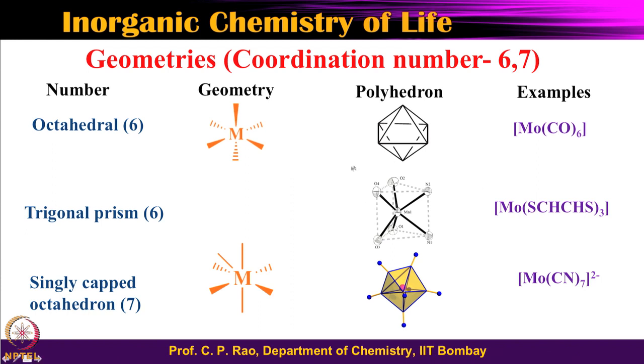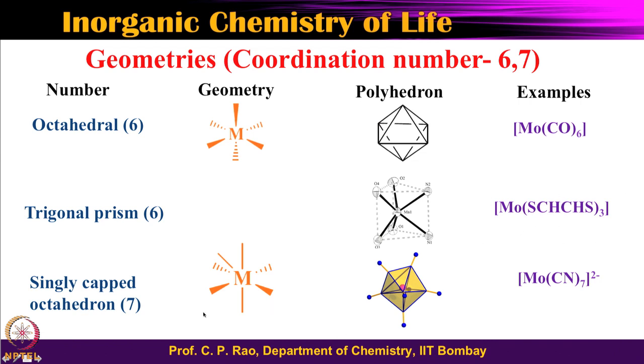Trigonal prism is also shown. This molybdenum example is shown over here, and this will come as an antiprism. So, a regular octahedron will be a trigonal antiprism, and this is a trigonal prism. Both are 6-coordinated. One is Mo(CO)6, the other is Mo(SCH2CH2S), a dithiolato tris complex. So, therefore, 6 coordinations totally.